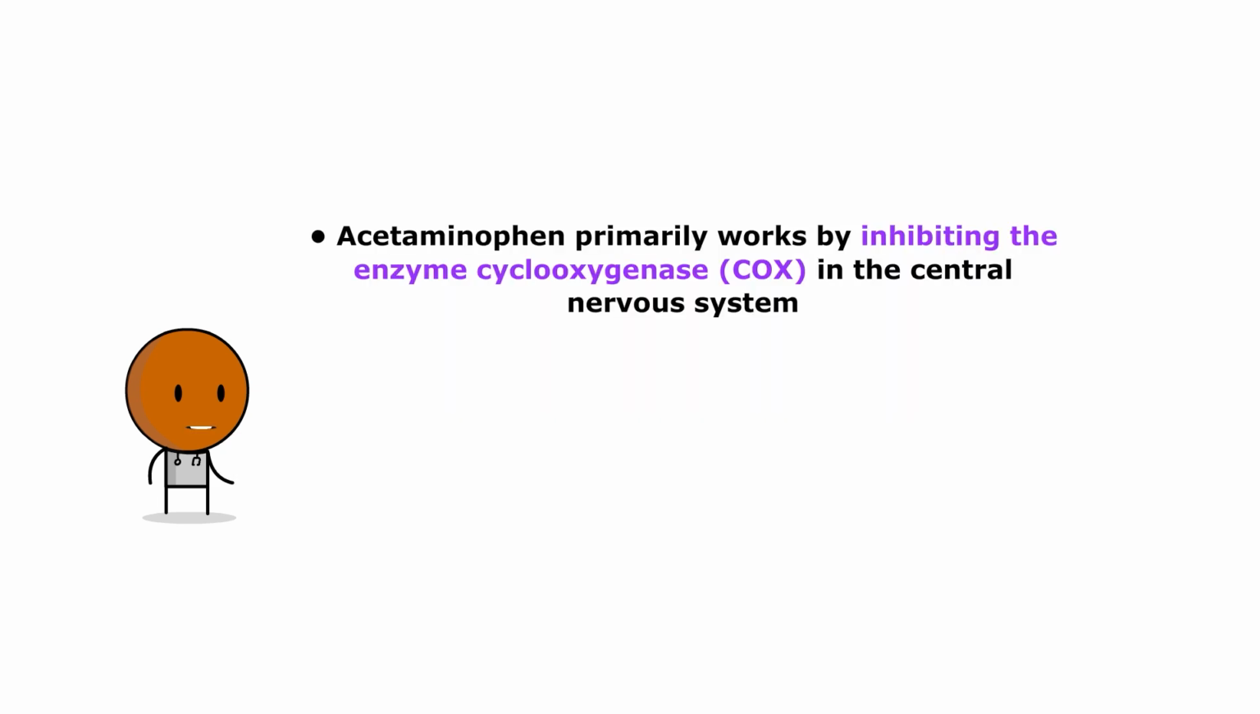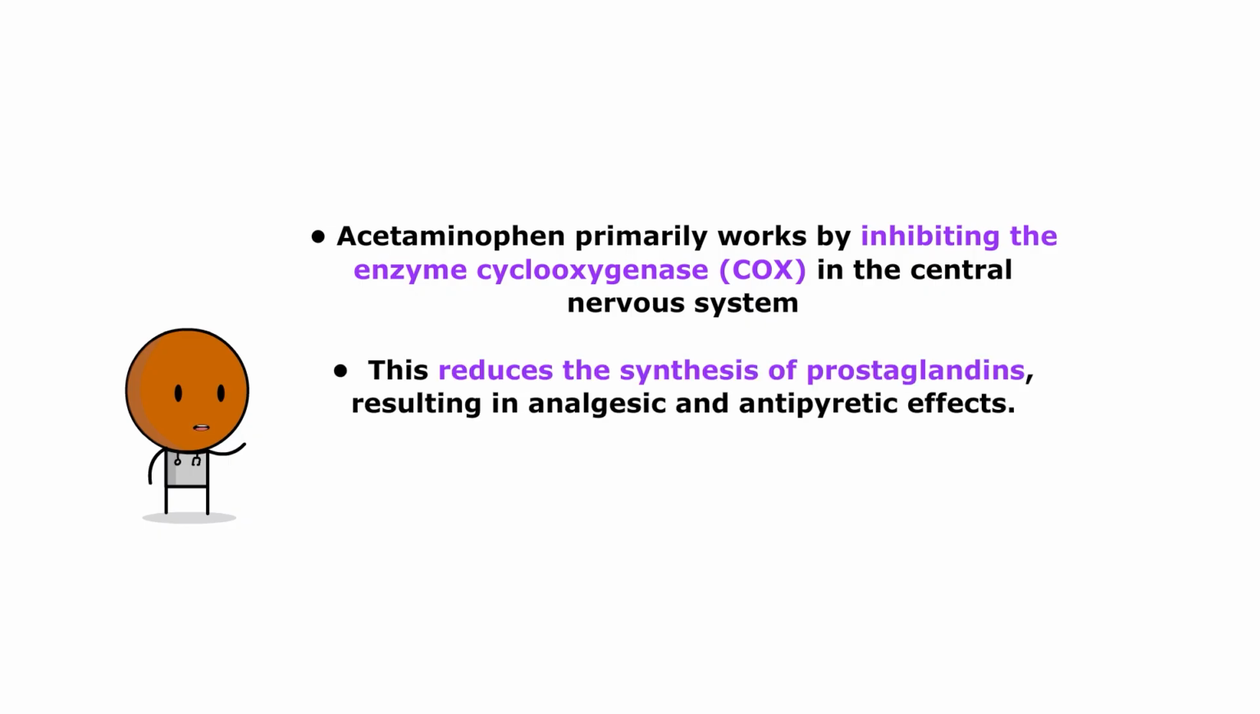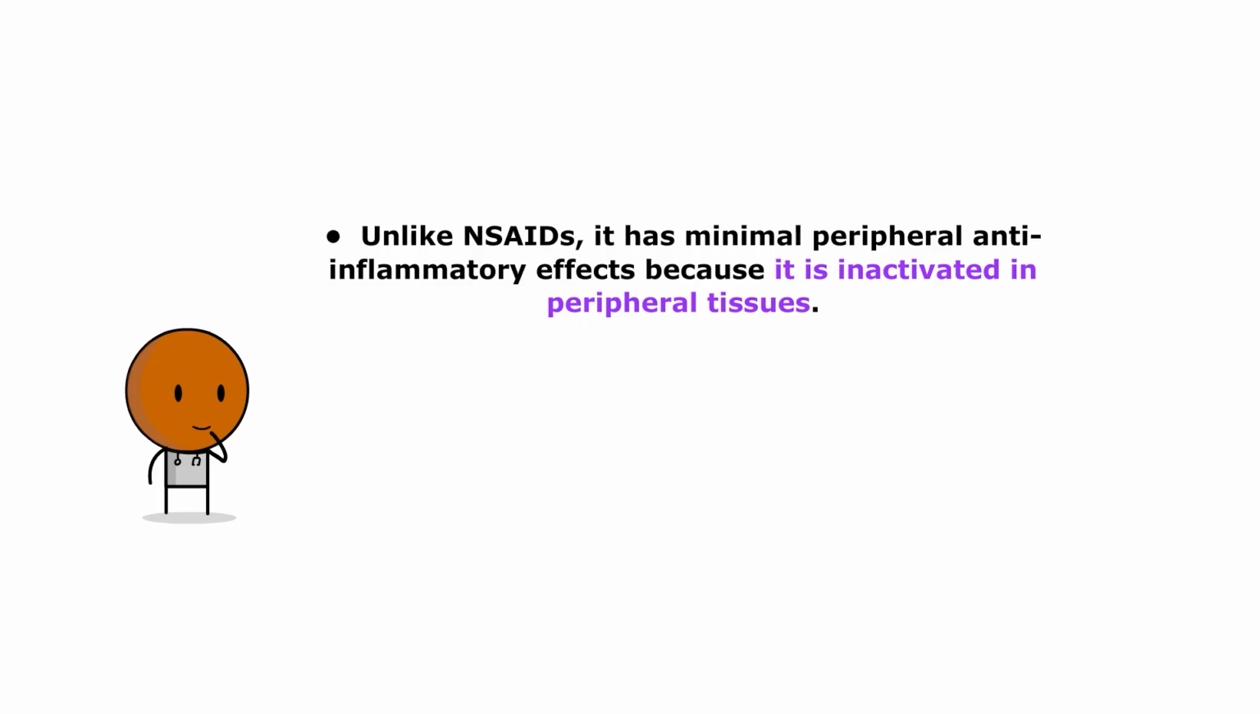Now, acetaminophen primarily works by inhibiting the enzyme cyclooxygenase in the central nervous system, which reduces the synthesis of prostaglandins, resulting in analgesic and antipyretic effects. Unlike NSAIDs, it has minimal peripheral anti-inflammatory effects because it is inactivated in peripheral tissues.